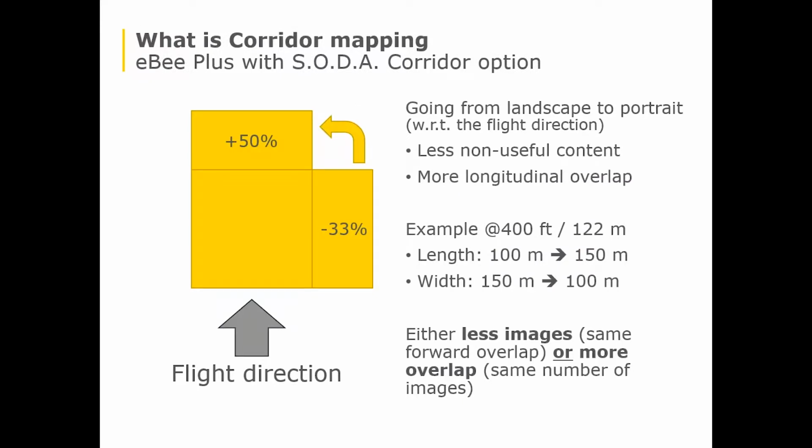Here are some more details. With the S.O.D.A. corridor kit, we're just switching the picture format from landscape to portrait with reference to the flight direction. This eliminates some not so useful content in the image, and we have more longitudinal overlap, which, as I said, allows us to generate even higher resolutions.